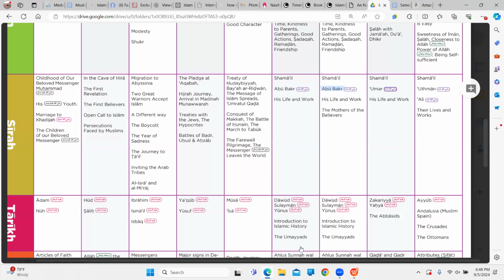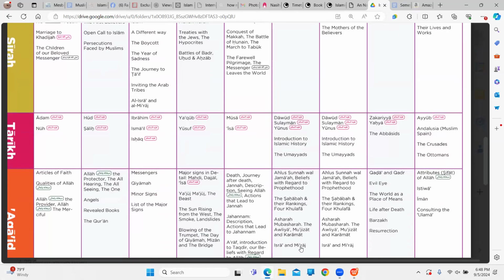Everything is in the seerah. In tarikh, you have Adam alayhi salam to Isa alayhi salam. And then you have the Banu Umayyah, the Banu Abbas, the Muslims in Spain, then the Crusaders, the Salibis, and then the Uthmanis. So you have the whole history from Adam alayhi salam to 1923.